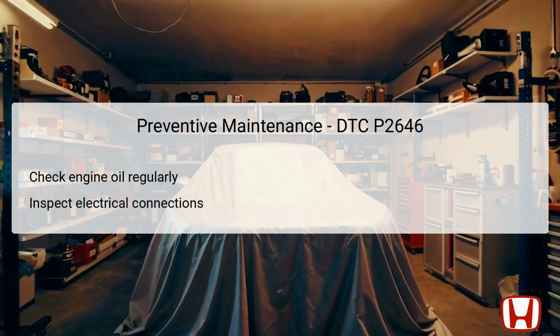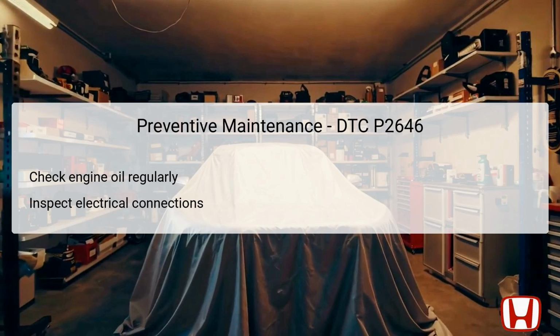Preventive maintenance plays a crucial role in averting the recurrence of DTC P2646 in the future. One effective preventive measure is to check the engine oil level regularly to ensure it remains at the appropriate mark indicated on the dipstick. Low oil levels can inevitably lead to oil pressure issues, directly affecting the rocker arm oil pressure switch functionality.